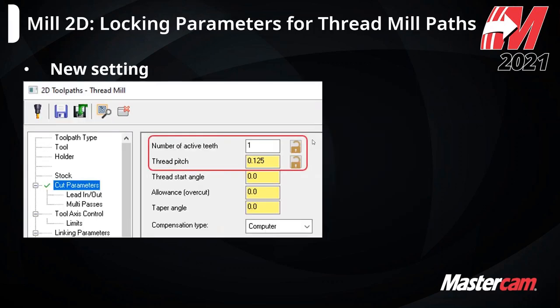Also for thread mill toolpaths, there's a new setting here to lock the active teeth in the thread pitch, because Mastercam automatically calculates a lot of these values depending on what you're editing, say the thread start angle or allowance overcut and so forth. So now as long as you lock the pitch and the active teeth, those won't get modified even if you modify other values within the thread mill. So again, another small change, but just a quality of life so you don't mess up your thread pitch.